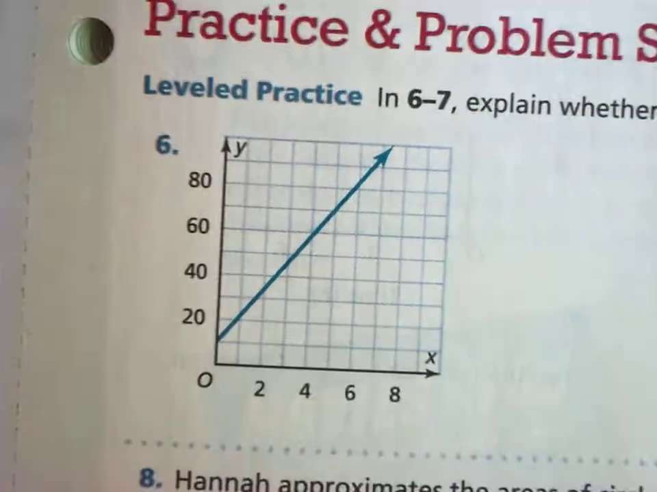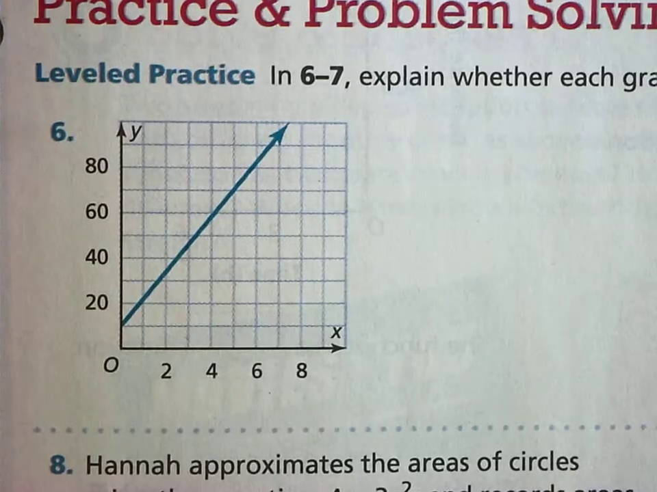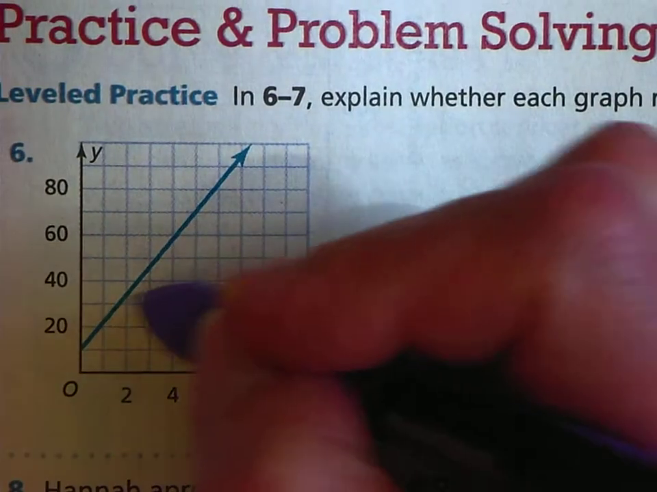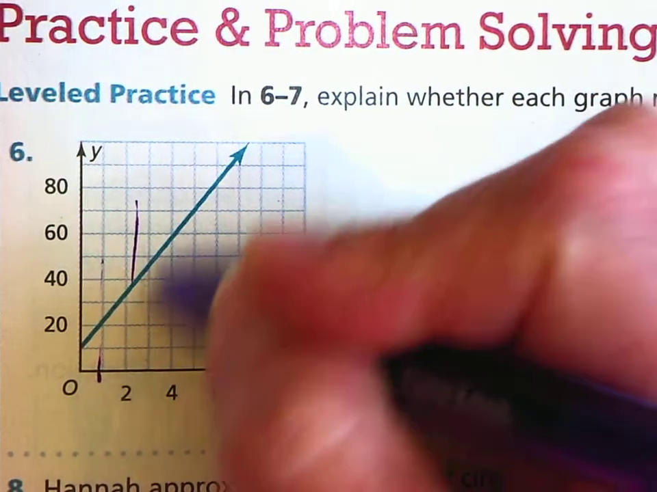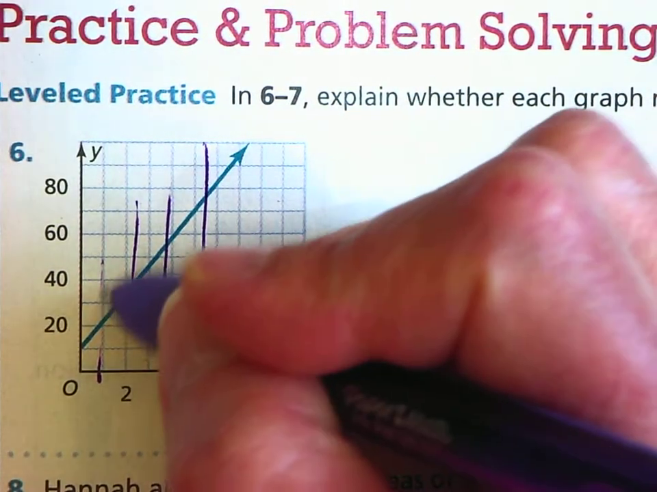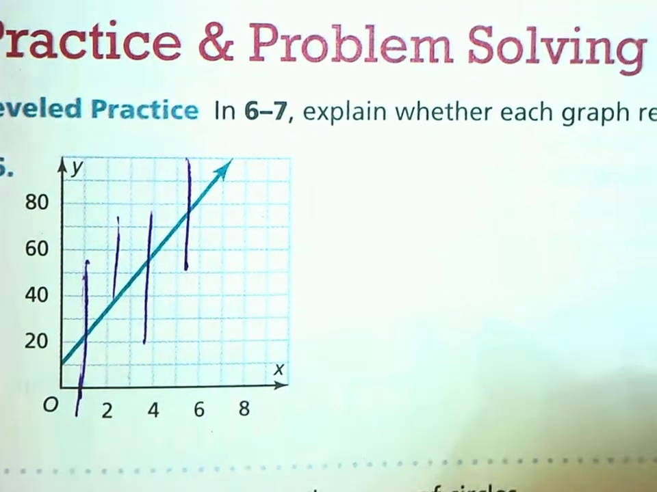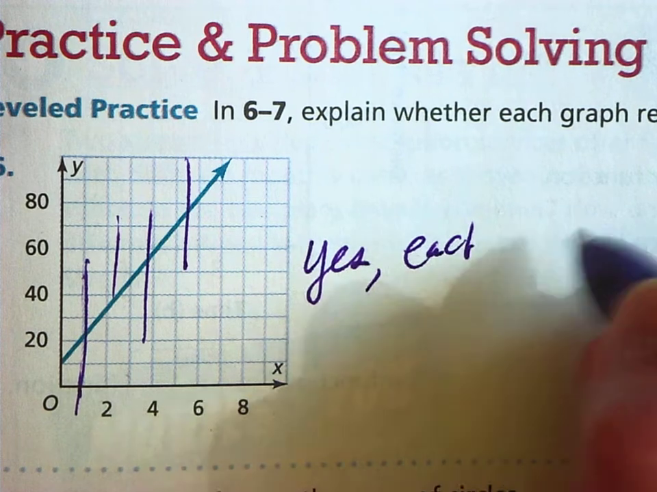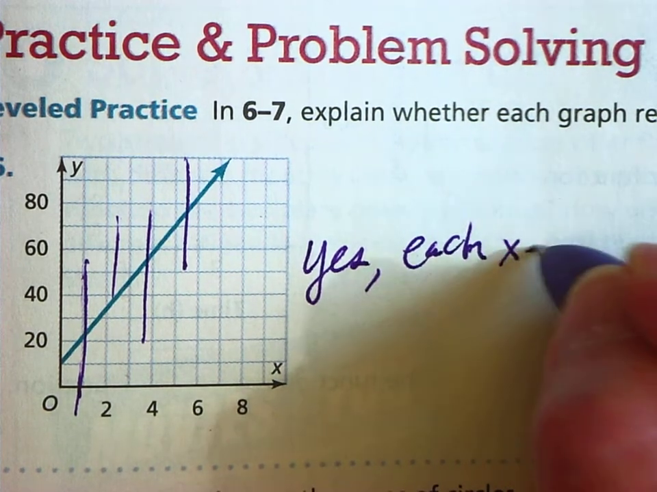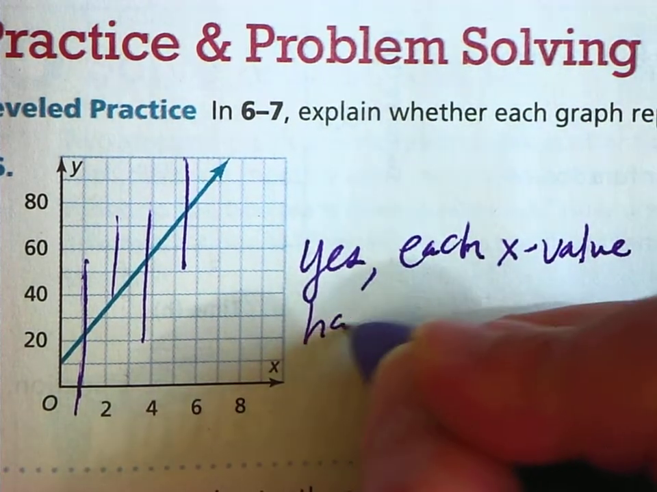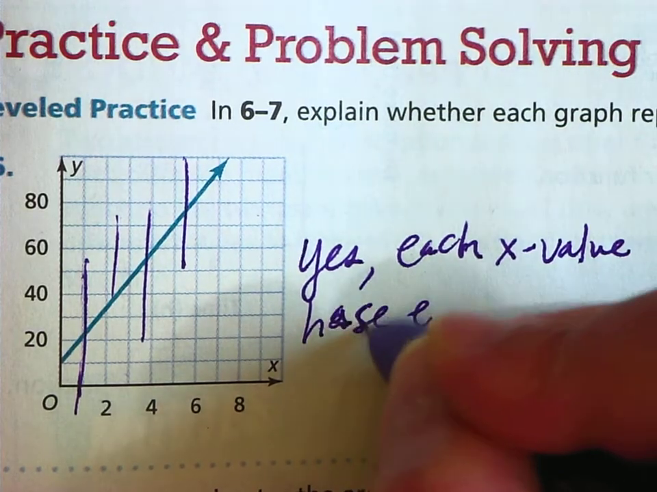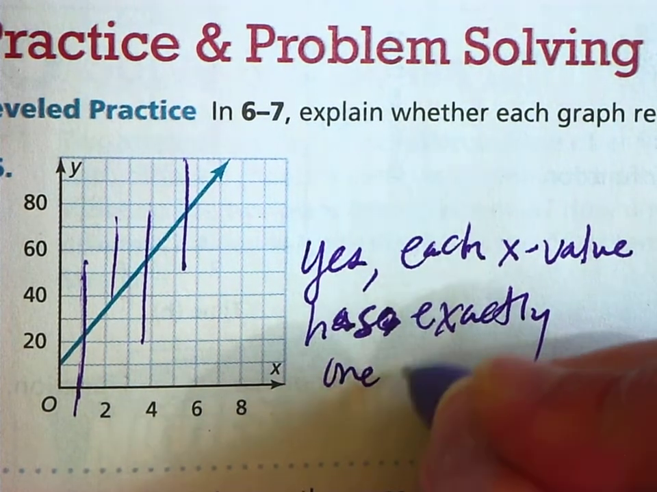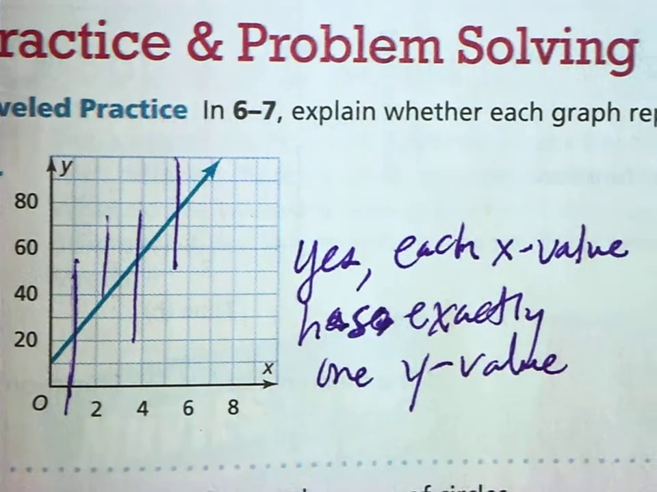Okay, so let's see if this is a function. So we're on page 169. Okay, so explain whether each graph is a function. Okay, so if you do your vertical line test, and you can just imagine drawing a vertical line anywhere on this graph, you're only going to hit 1 point at a time. So yes, each x value has exactly 1 y value. That's why it's a function.